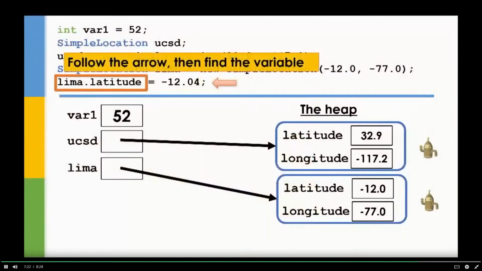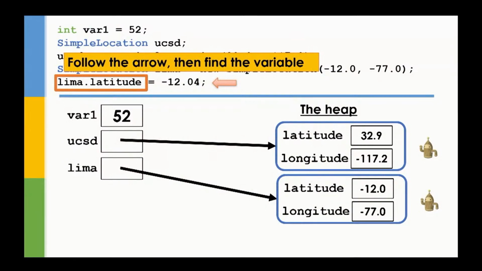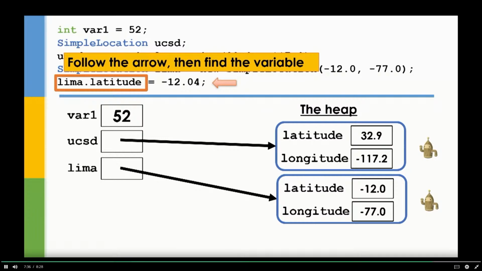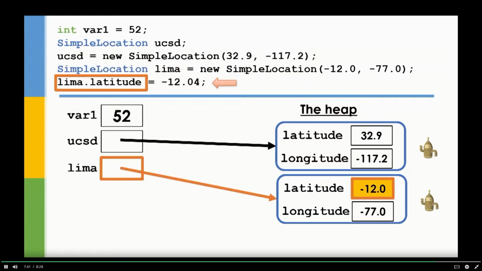Well, what Java says when it sees a statement like this, lima.latitude, what that means is it wants us to follow the arrow from Lima into memory to the object it finds there and find the variable latitude inside that object. So that's how we know we're not talking about latitude up there in the UCSD object. We're talking about latitude down in the Lima object because we say Lima dot latitude.